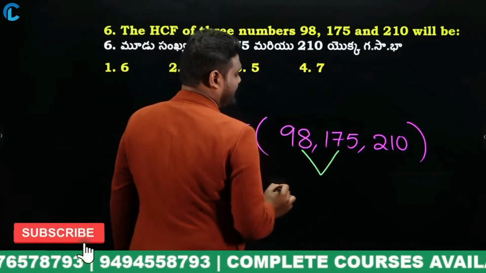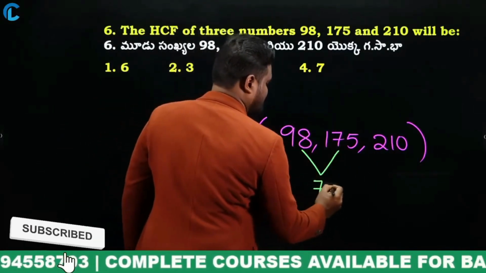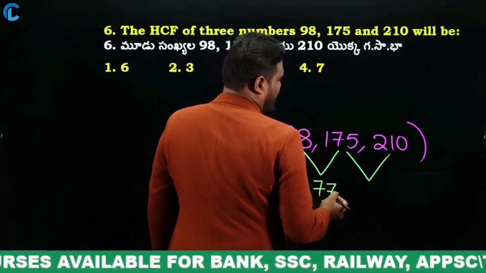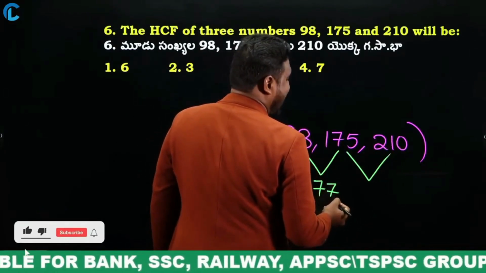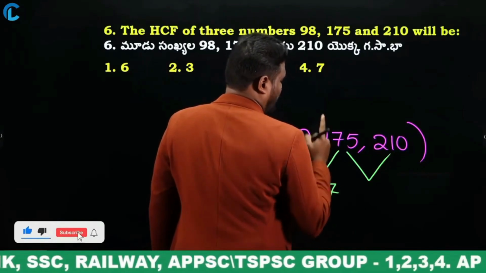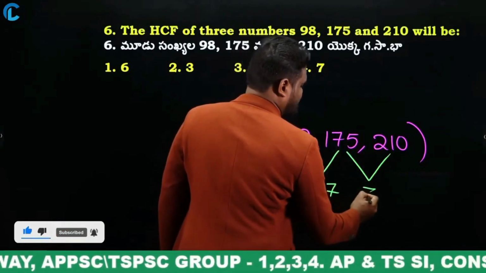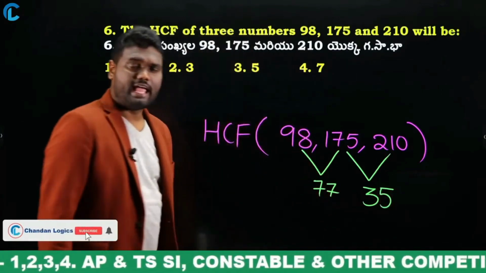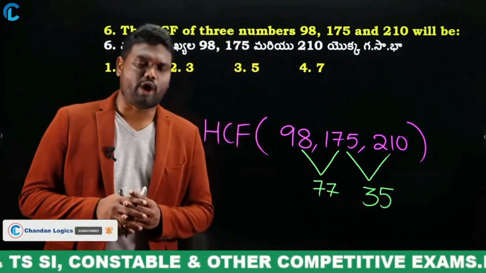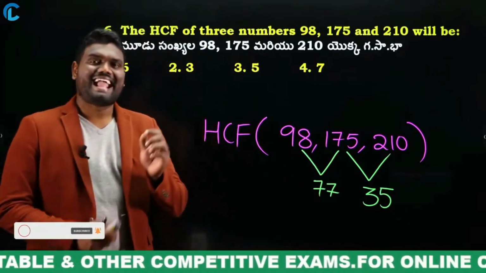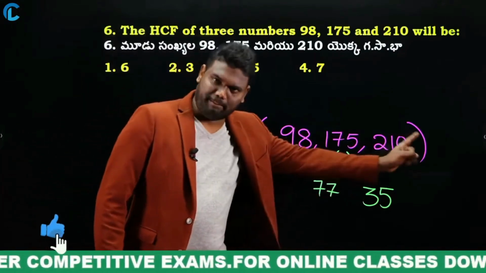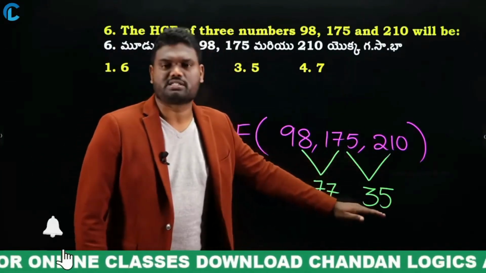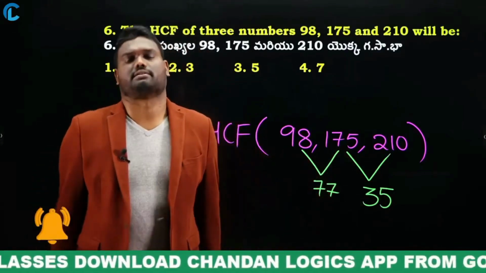98, 175: the difference is going to be how much? The difference is 77. 175, 210: the difference is going to be how much? The difference is 35. Now observe carefully. One important point I need to share with you. Calculating the HCF for these three numbers or calculating the HCF for these two numbers will give us the same answer.